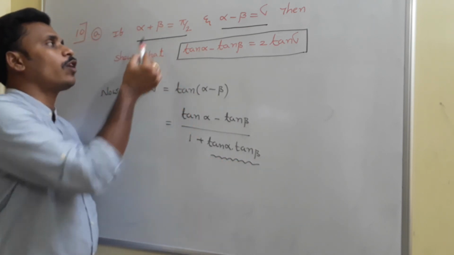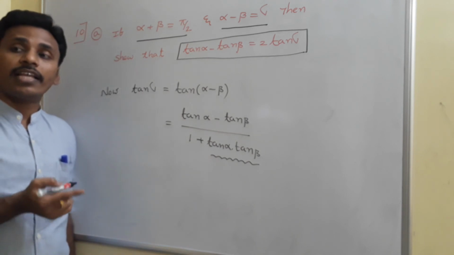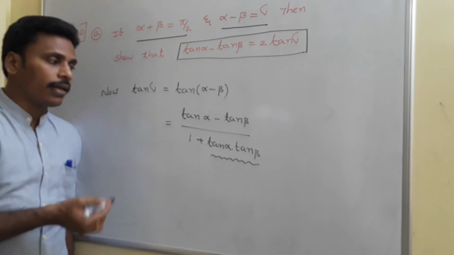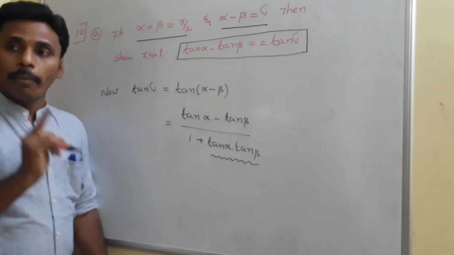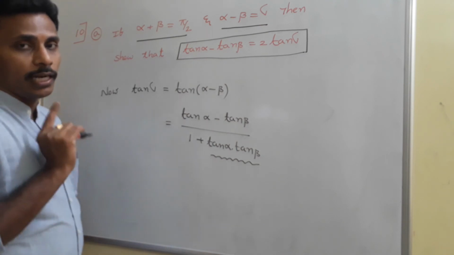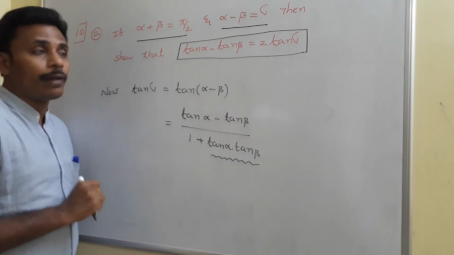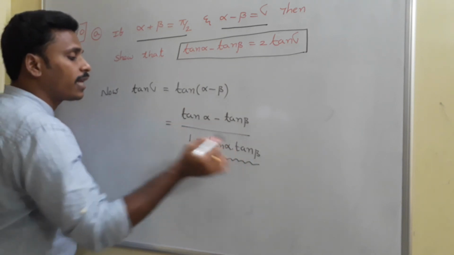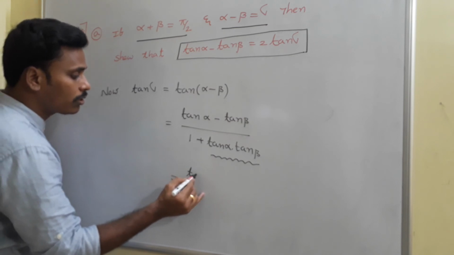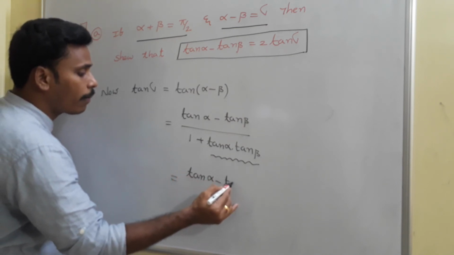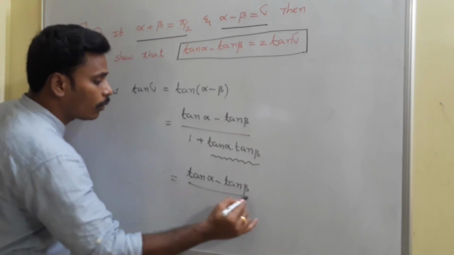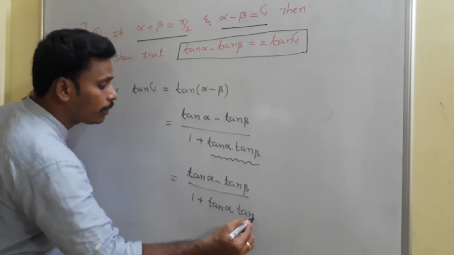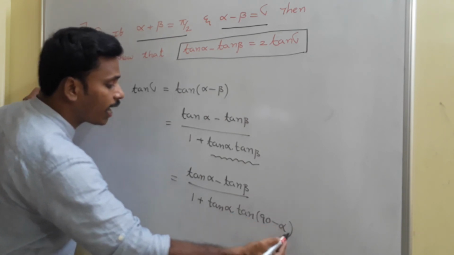See, there is a relation between alpha and beta such that alpha plus beta is 90 degrees. So since alpha plus beta is 90 degrees, you just replace beta with 90 minus alpha, but only in the denominator, not in the numerator. Because the numerator is tan alpha minus tan beta, I need it actually in the proof. So leave the numerator same, but write beta as 90 minus alpha in the denominator. So this is equals to tan alpha minus tan beta divided by 1 plus tan alpha into, what is beta actually here? 90 minus alpha, as I mentioned to you.